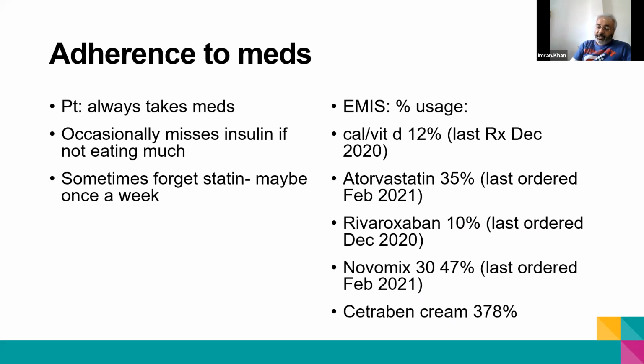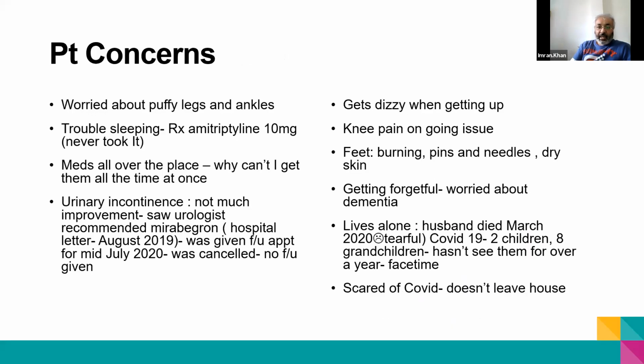And again, with the insulin, bit of a mixed picture. Usage is showing up 47%. She's last had it in February 2021. She does use quite a bit of Cetraban cream now. And then you have a chat with the patient. What's worrying you? Well, she's worried about her puffy legs and ankles, which has been there for a little while now, maybe a few months.